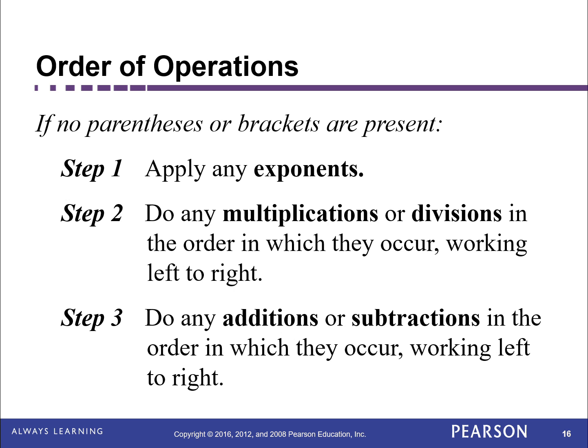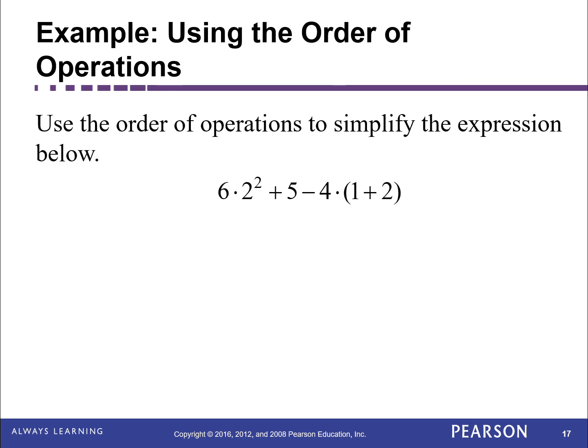A lot of you, I'm sure, remember the order of operations as PEMDAS: parentheses, exponents, multiplication, division, addition, subtraction. So using the order of operations, we want to simplify this expression below. Here we have 6 times 2 squared plus 5 minus 4 times (1 plus 2) in parentheses.